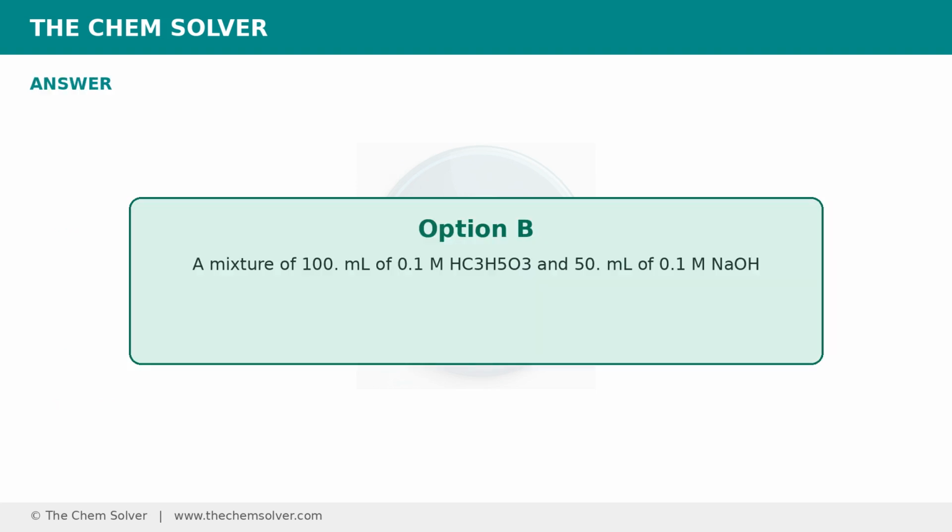The correct answer is option B, a mixture of 100 mL of 0.1 molar HC3H5O3 and 50 mL of 0.1 molar NaOH.